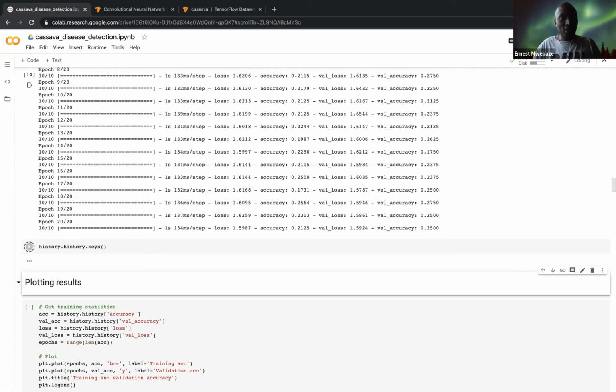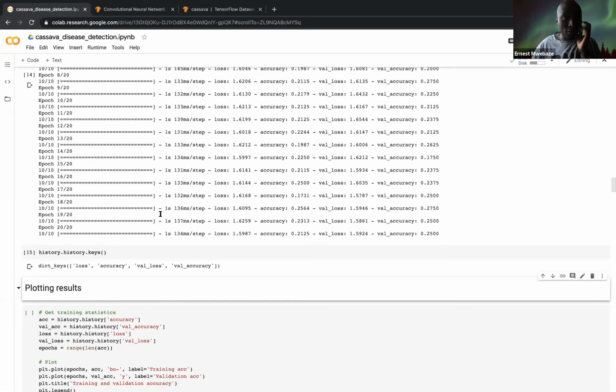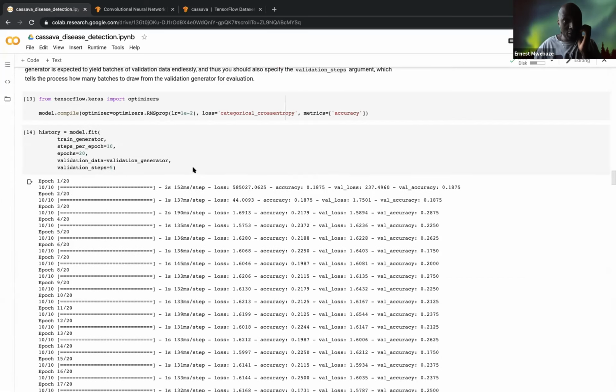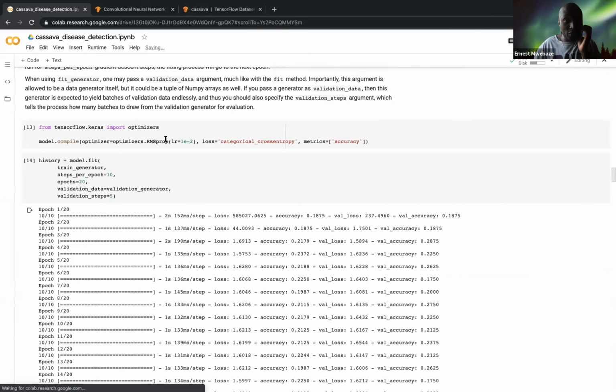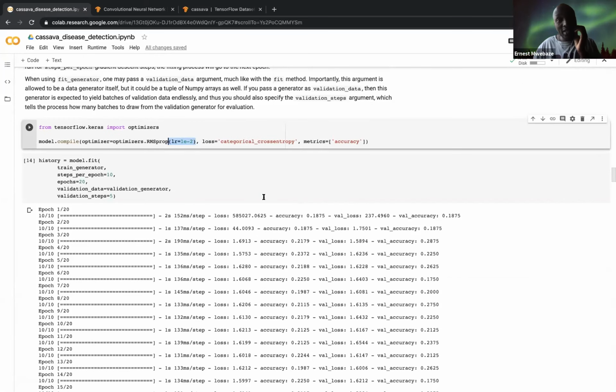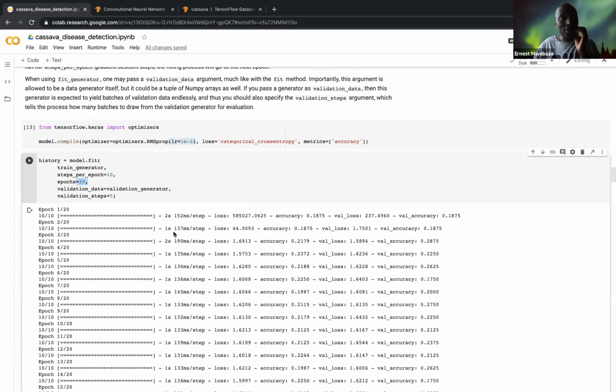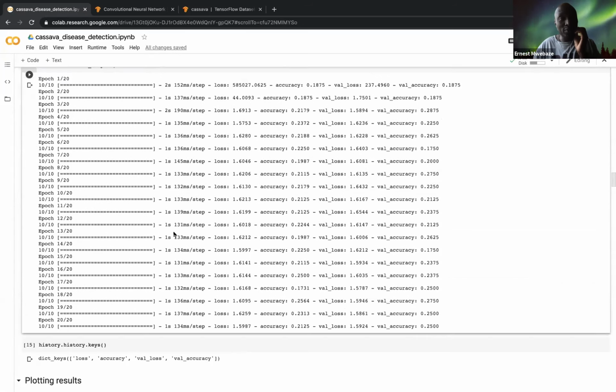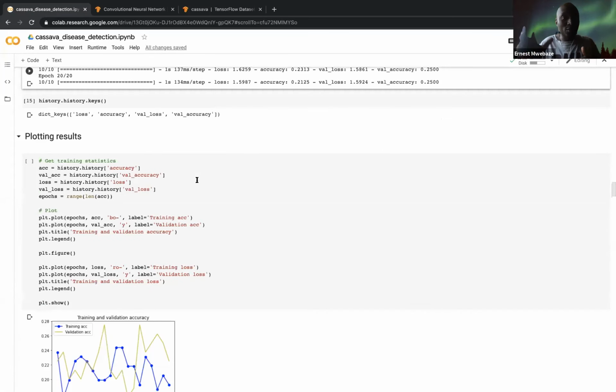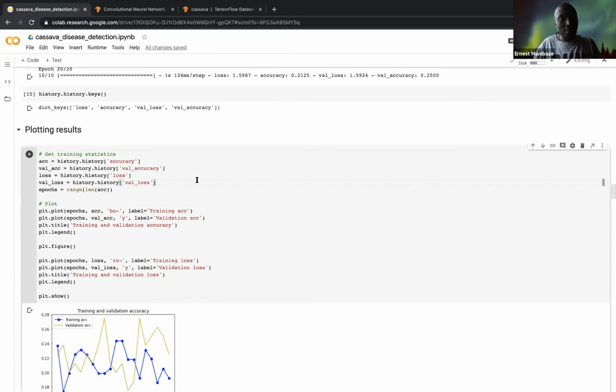So the tricks here, of course, when training these things, one is to figure out what the learning rate is. You can tweak that. You can also tweak things like how many epochs you want to train for. This can give you slightly different results, or very different results.